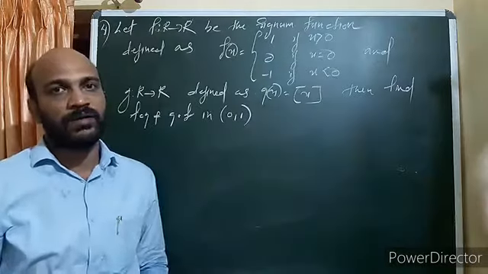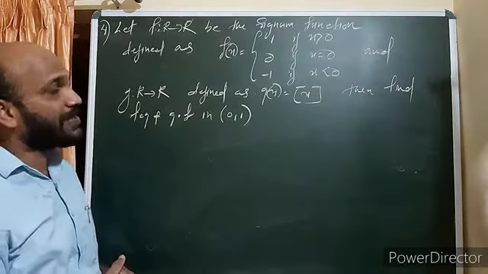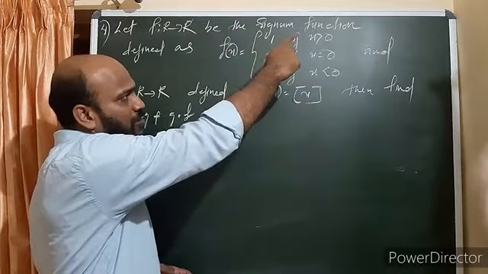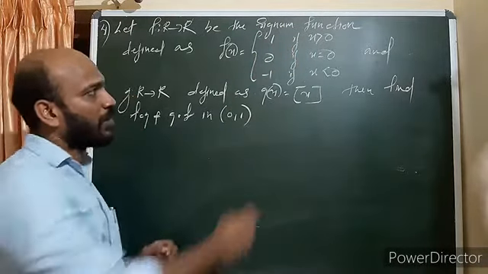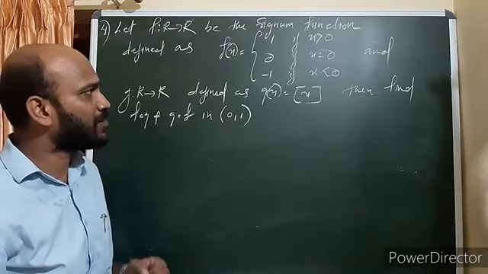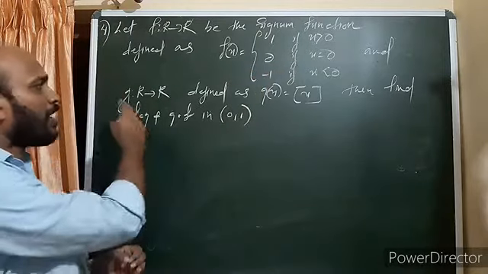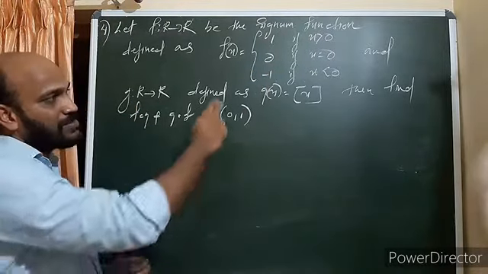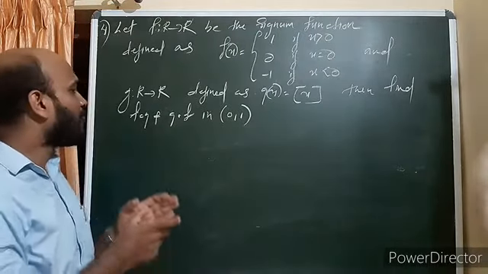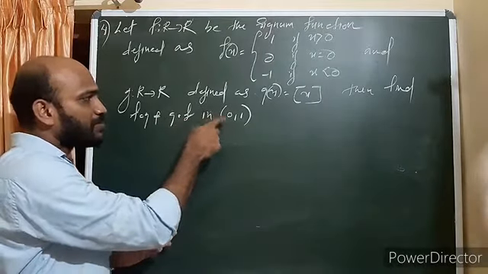Okay. Now fourth question. Let f from R to R be the signum function defined as f of x equal to 1 if x is more than 0, f of x equal to 0 if x equal to 0, f of x equal to minus 1 if x is less than 0. This is the definition of signum function. And g from R to R defined as g of x equal to greatest integer less than or equal to x. Then find the value of f of g and g of f in 0 to 1.